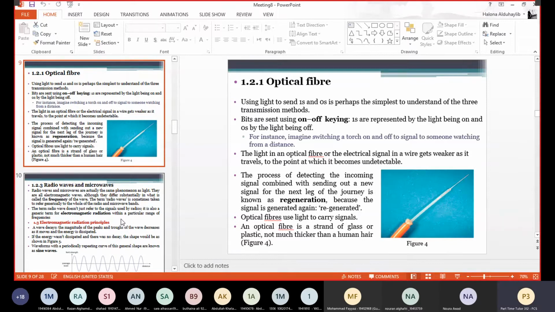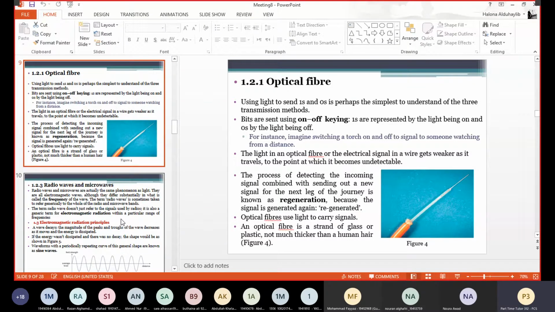Because the signal is generated again, regenerated. So this is a term that you might be asked in the exam. What does it mean, regenerating a beam? It means you make the signal as strong as it was. You detect the signal and you send it again.